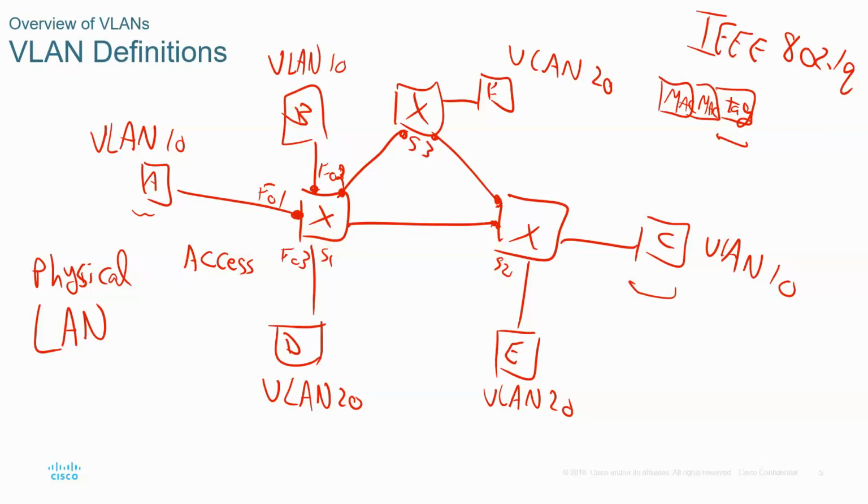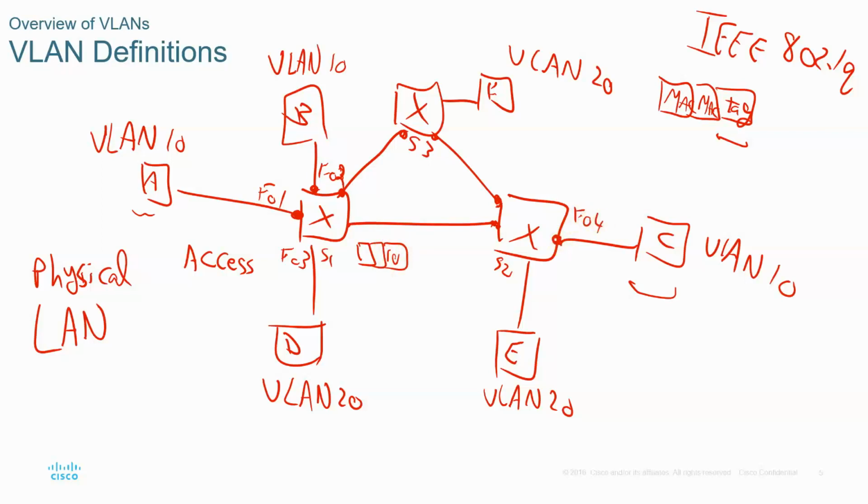So when switch S1 comes to forward it to S2, it will keep the same MAC addresses that B has inserted, and it will add a tag in this packet that says this packet is in VLAN 10, and it will forward this packet to S2. Now S2 receives this packet, will look at the source and destination MAC addresses, and will now learn that in order actually to deliver this packet, I have to send it over this port.